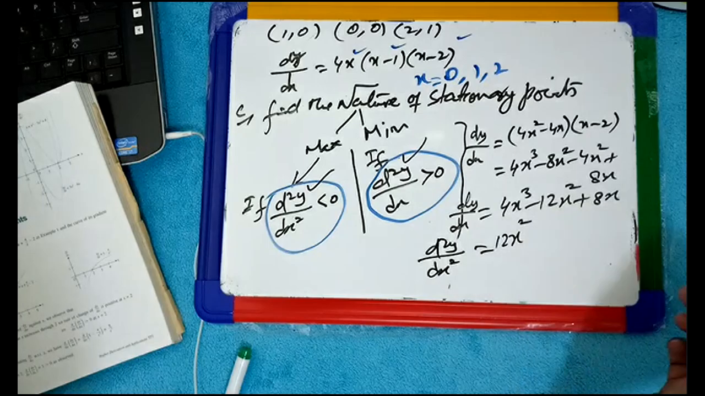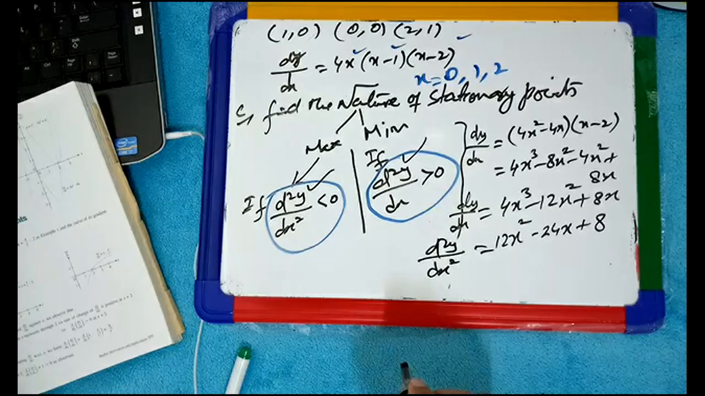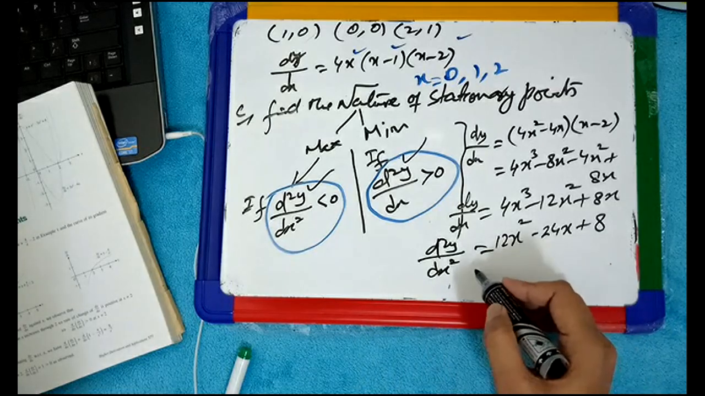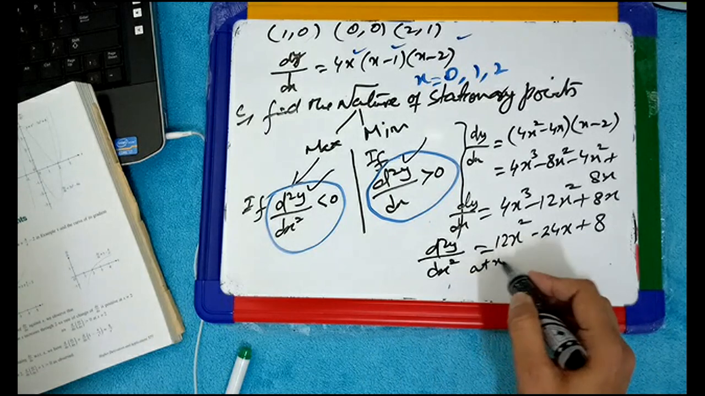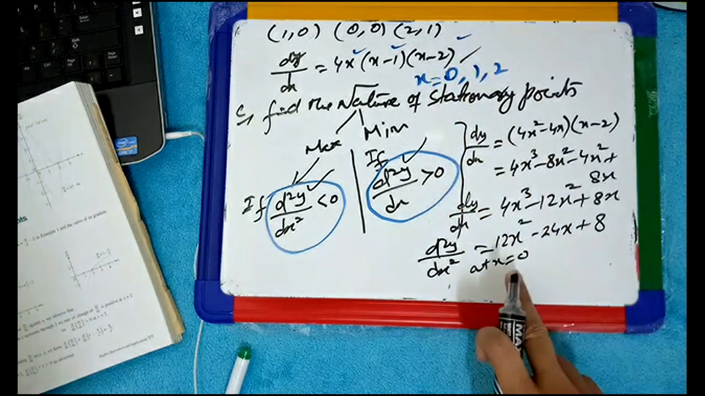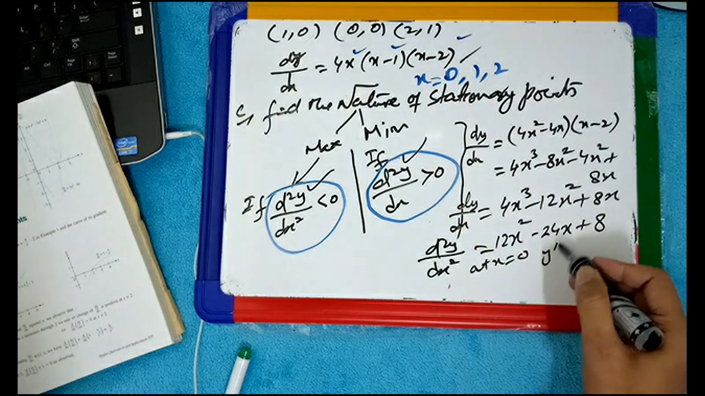So it'll be 12x squared. Okay. Next, minus 24x, minus 24x plus 8. Okay, this one. Now, can you see that if I put x equal to 0, the first point, the second derivative will be what?